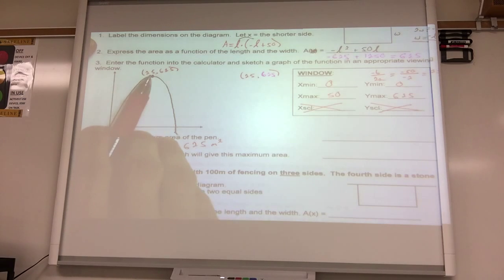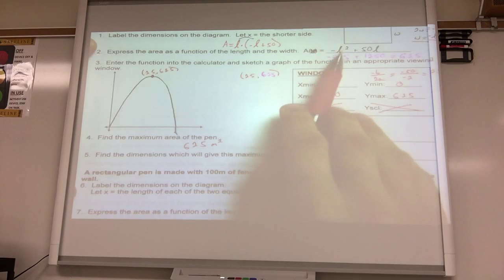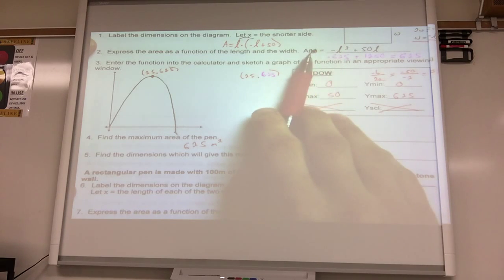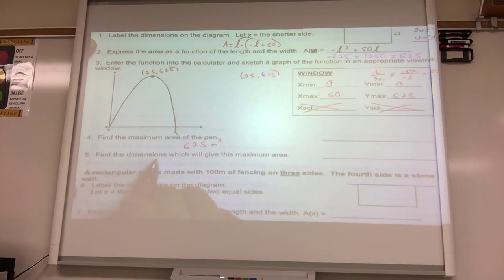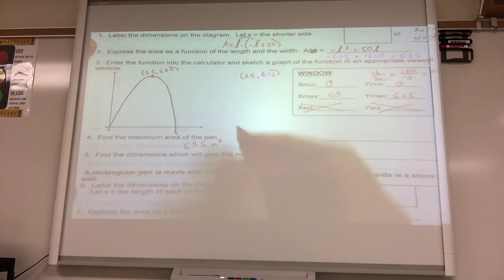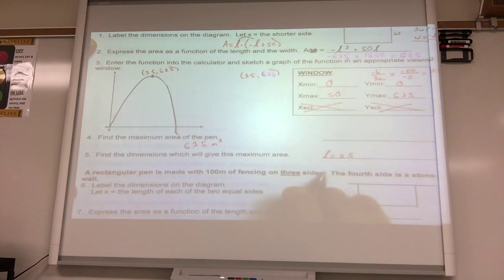Come back over here. It says when it's 25. Okay, well, what is it? Here's what we just graphed. It is length. When length is 25, area is 625. So length has to be 25. So find the dimensions which give the maximum area? Length has to be 25. That's only one of the dimensions.